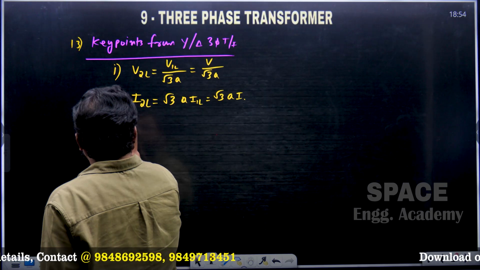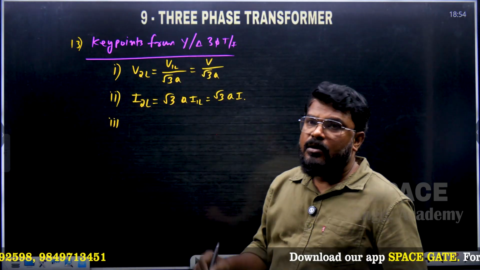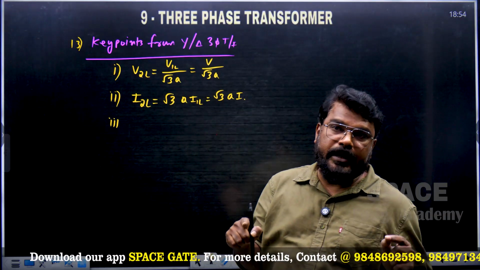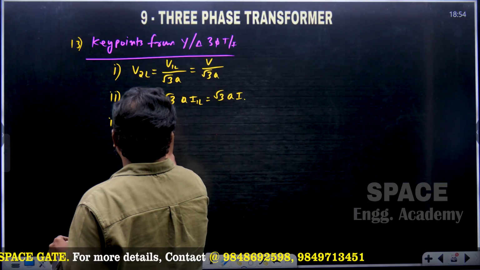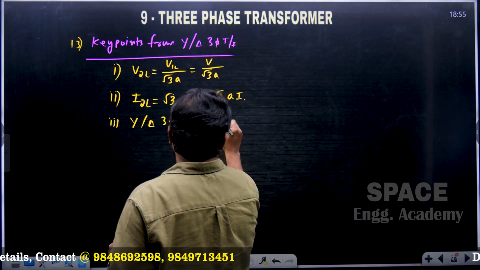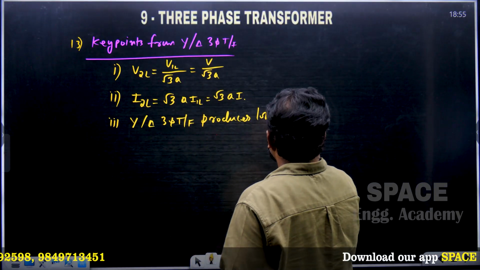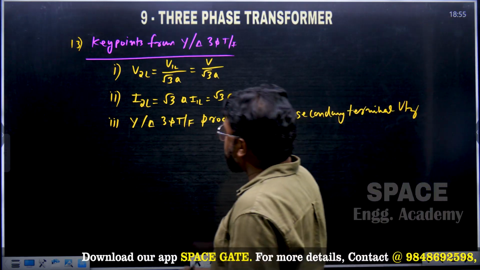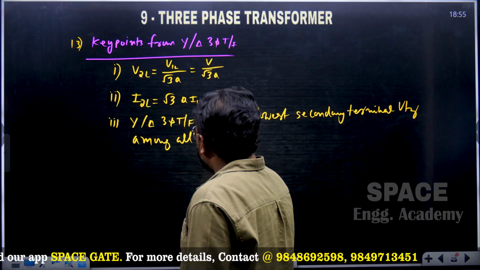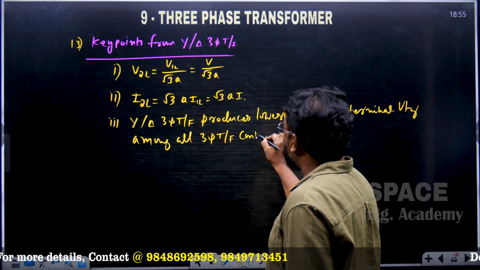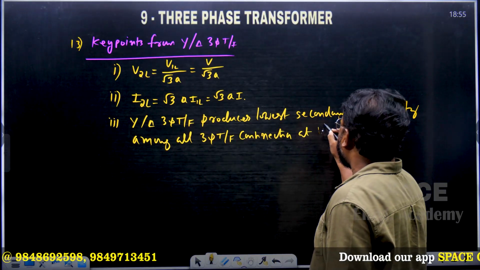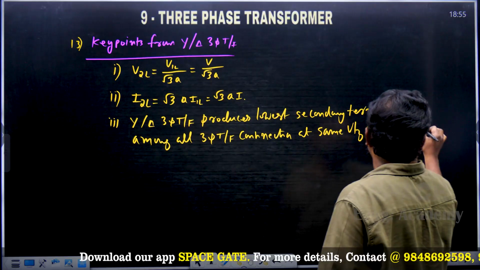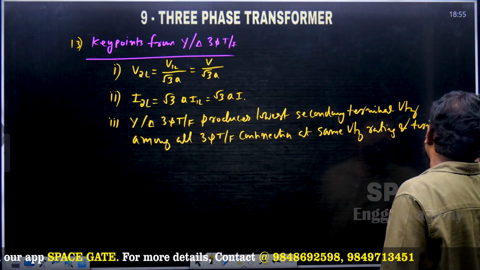Similarly, the star delta 3-phase transformer produces the lowest secondary terminal voltage among all 3-phase transformer connections at the same voltage rating and turns ratio. So this is also another possibility of the question.